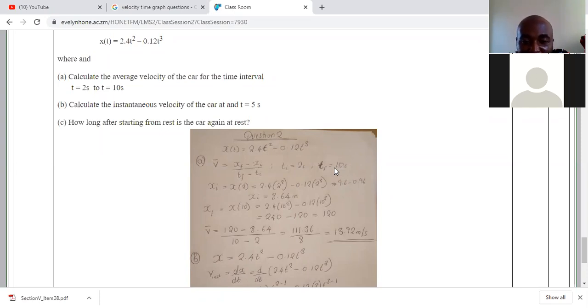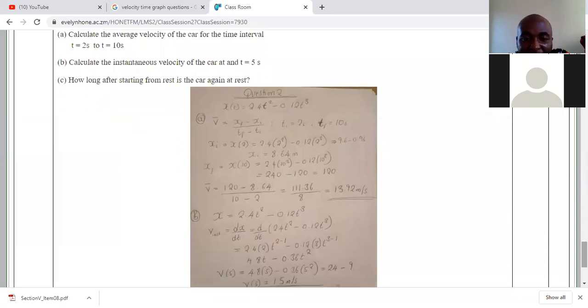But for this one, even if someone said during the time interval 10 seconds and 2 seconds, the smaller time is the initial. It's a scalar quantity, so time is always increasing. That's why even your years are always increasing. So those are the things.